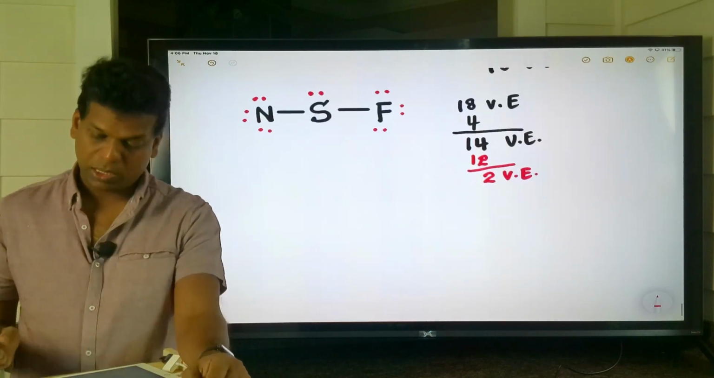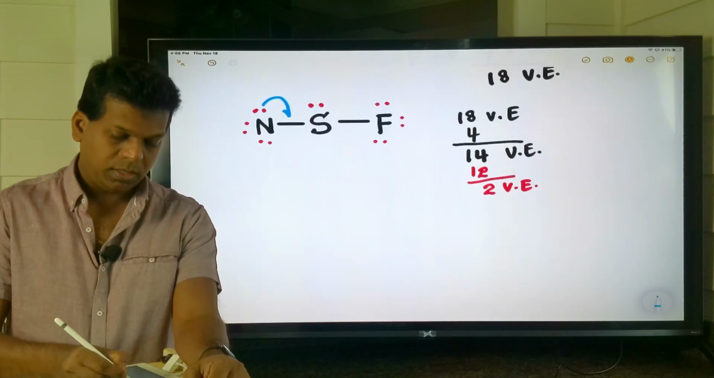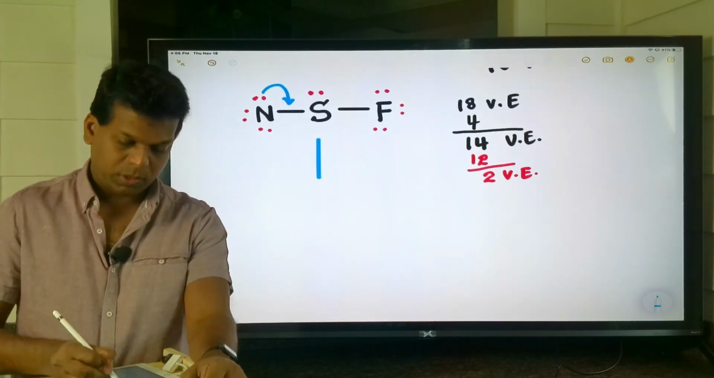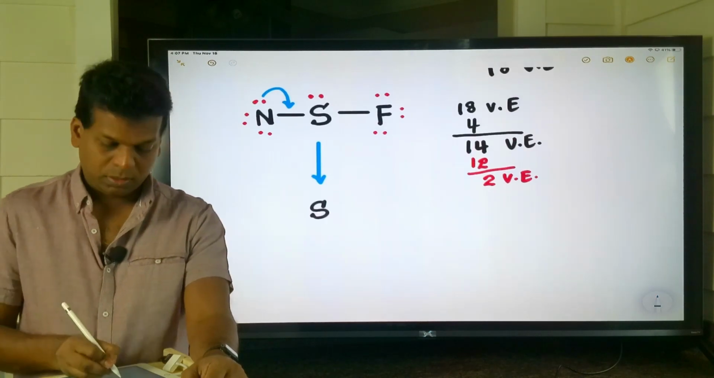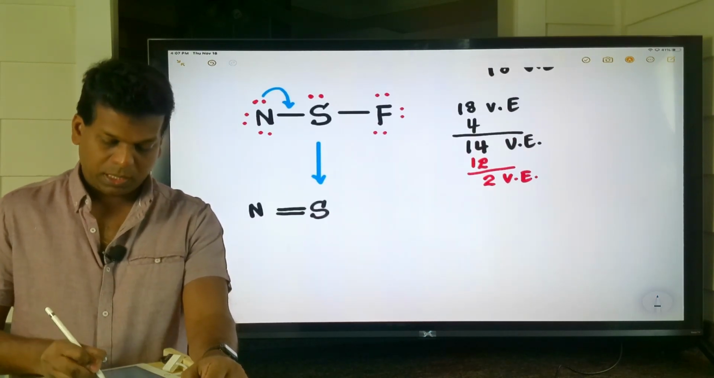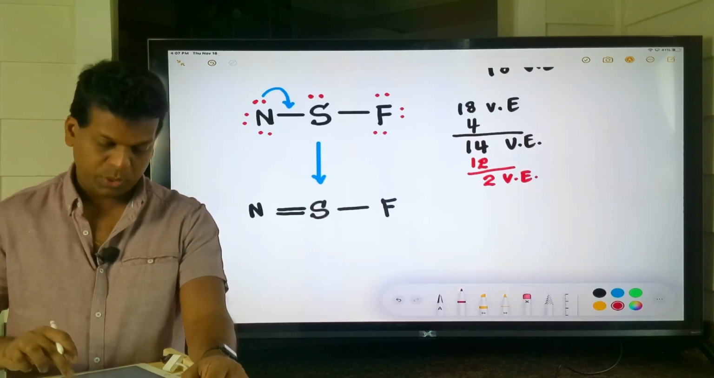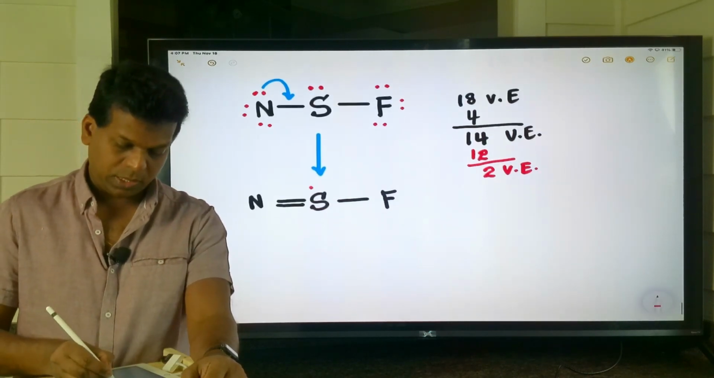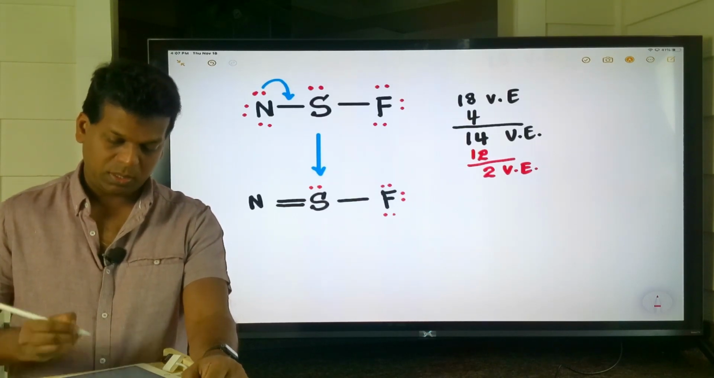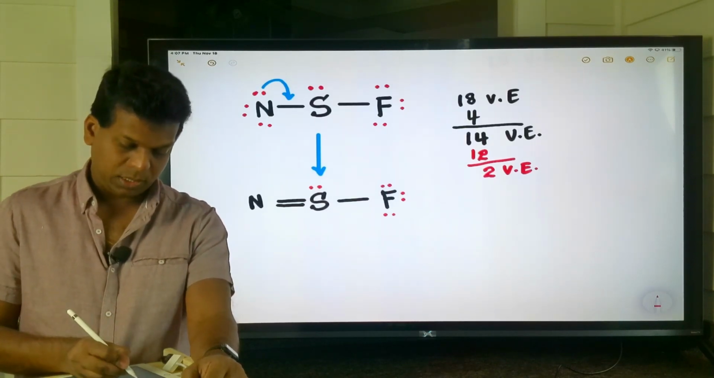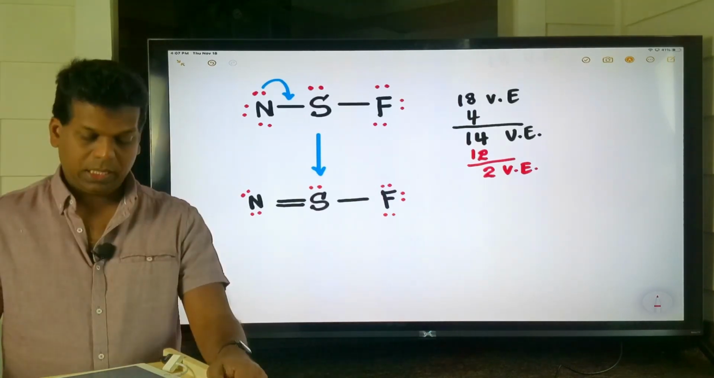Okay, let's make the double bond between sulfur and nitrogen. Basically just give one of these pairs here to sulfur, share it with sulfur. Then what you get is, you make a double bond, nothing happens to fluorine. Now the electron distribution is, there is a pair here, nothing happened to these electrons, and now nitrogen has 2 pairs. The sulfur has 8 electrons now.